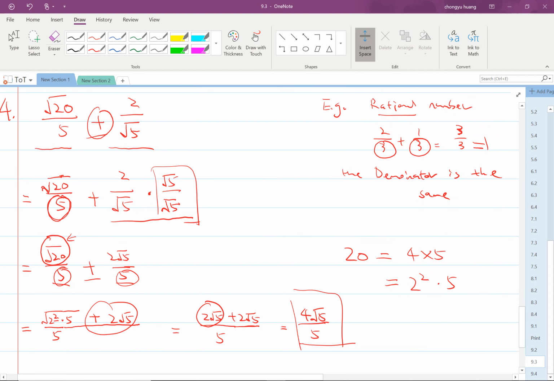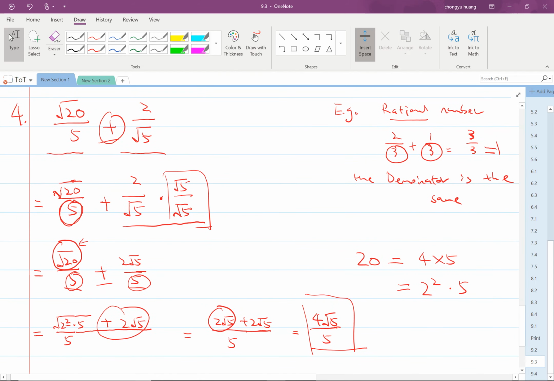Let me show all the steps. You always have to think about what to do next. Are you able to simplify more, or is it already in the simplest form? If it is already in the simplest form, then you don't have to do anything. You just copy it down.